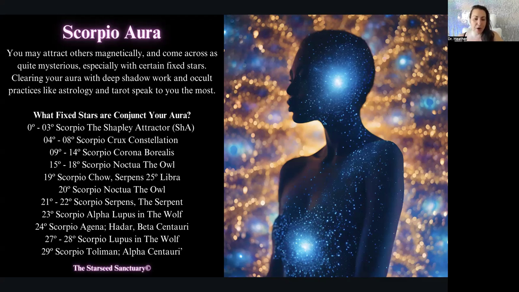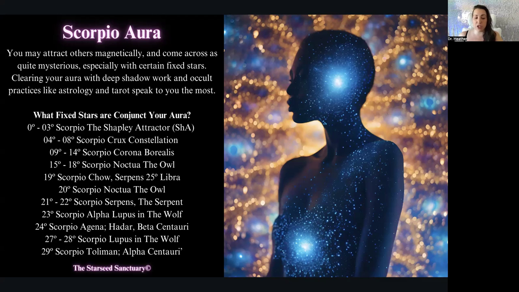19 degrees of Scorpio is conjunct one of the stars of Serpens. Again, a very alluring aura there. 20 degrees Scorpio, we go back to Noctua, the owl. 21 to 22 degrees of Scorpio is Serpens, the serpent that Ophiuchus is holding. Really powerful point for your natal aura to be. 23 degrees is going to be conjunct the main star and Alpha Lupus, the wolf.